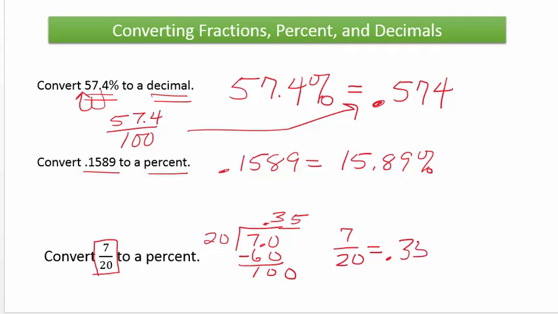But 0.35 is a decimal. We want to change that to a percent. So we go from decimal to percent. D to P is to the right, so we move that 2 to the right and get 35%.